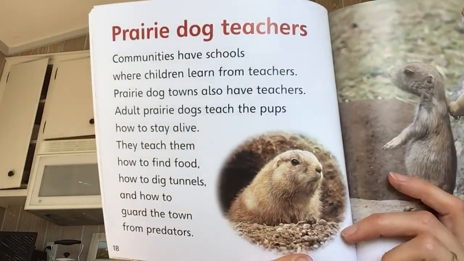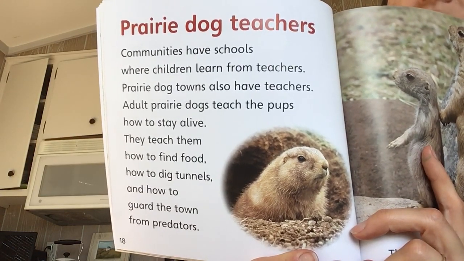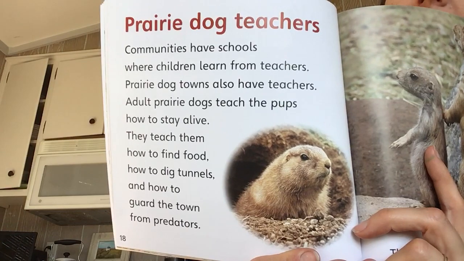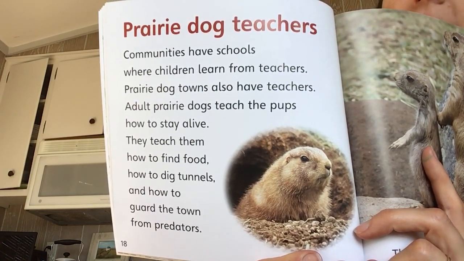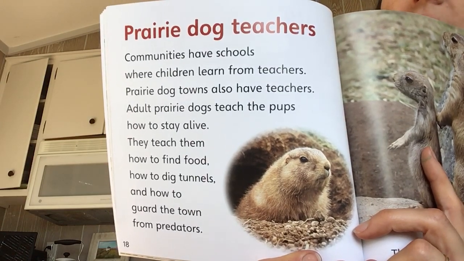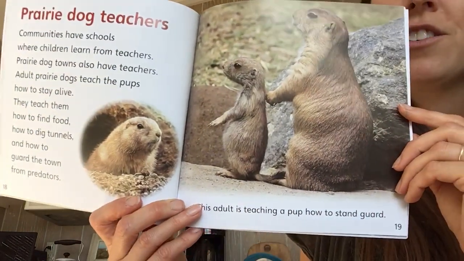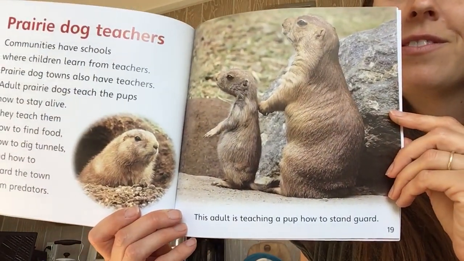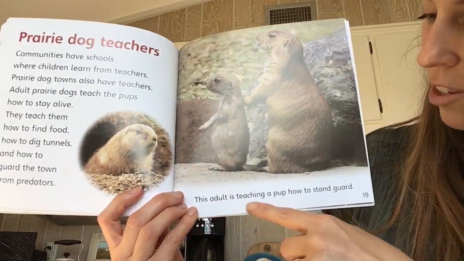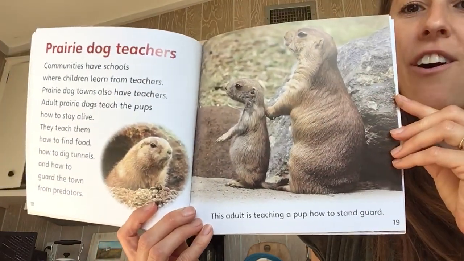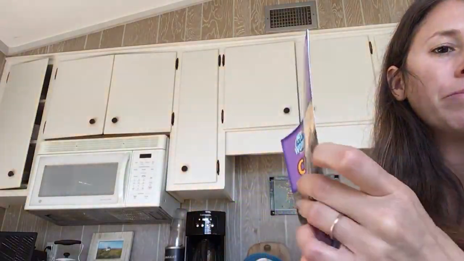Prairie dog teachers. Communities have schools where children learn from teachers. Prairie dog towns also have teachers. Adult prairie dogs teach the pups how to stay alive. They teach them how to find food and how to dig tunnels and how to guard the town from predators. Let's read what this caption says about the picture. This adult is teaching a pup how to stand guard. Wow, they sure seem like smart animals.